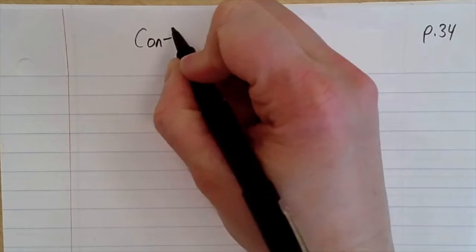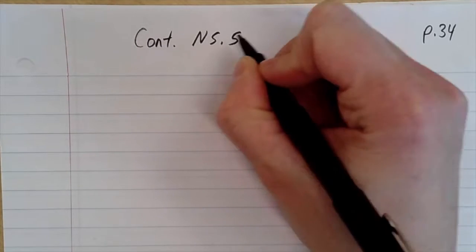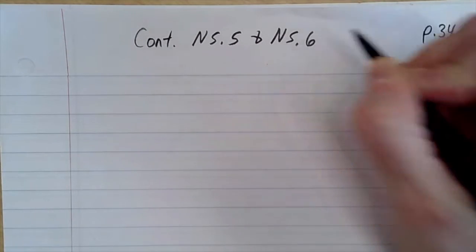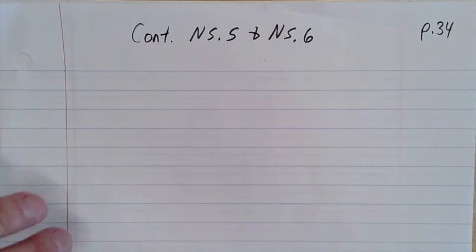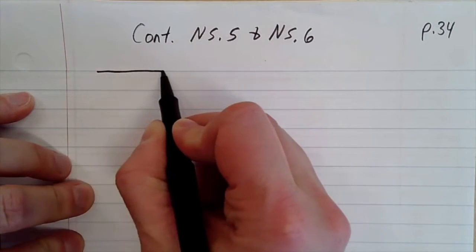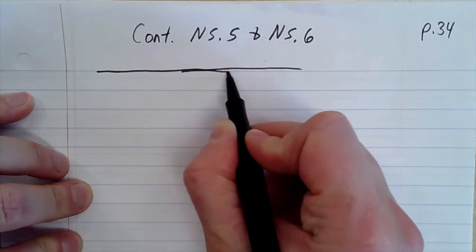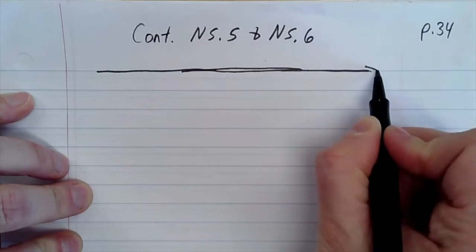This is page 34 in our notes. We're continuing on with NS5 and NS6 notes. You're just going to another page here. We've got a line across. Well, try to trace the blue line across here.